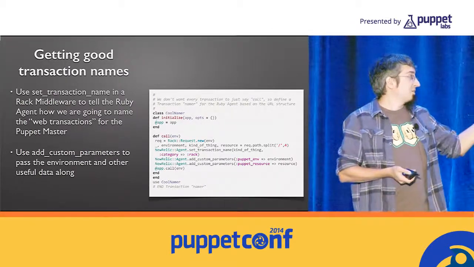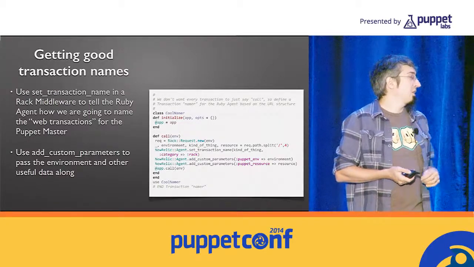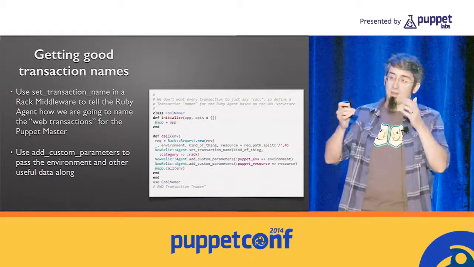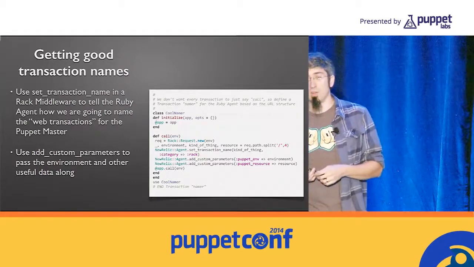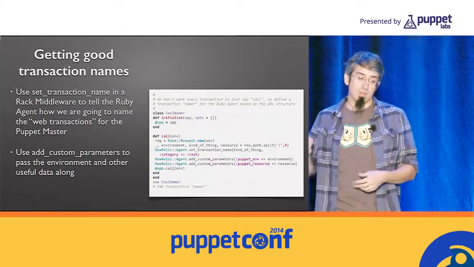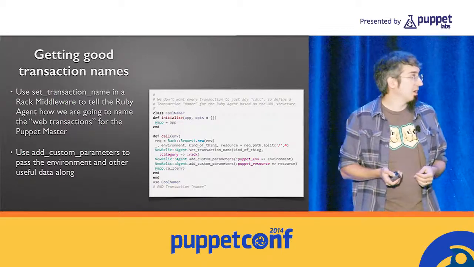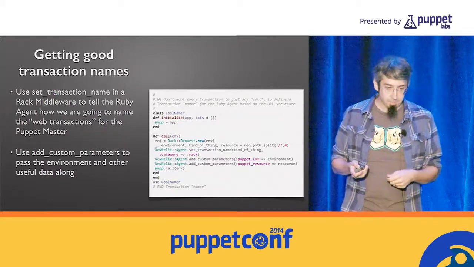So what I did here in this example is I used set transaction name to take the middle element there and say, well, this is our endpoint. This is what we're going to consider a transaction. And then we'll make the other things into parameters so that we can analyze them later.